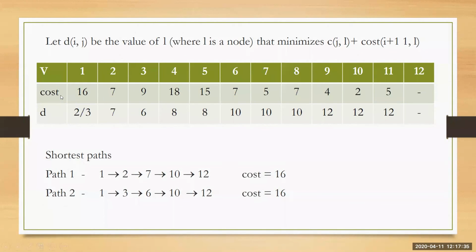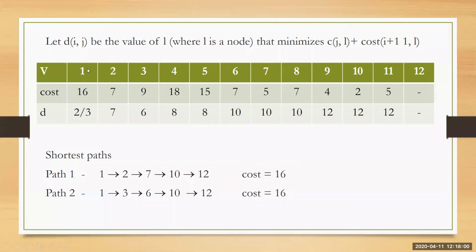Now look at this table. We have entered the cost of all the vertices and all the destinations. From the destinations, there are 2 destinations, one is 2 and the other is 3, and hence I have written 2 bar 3. Either you can go through 2 or through 3. Now we have to identify the path. How to identify the path?